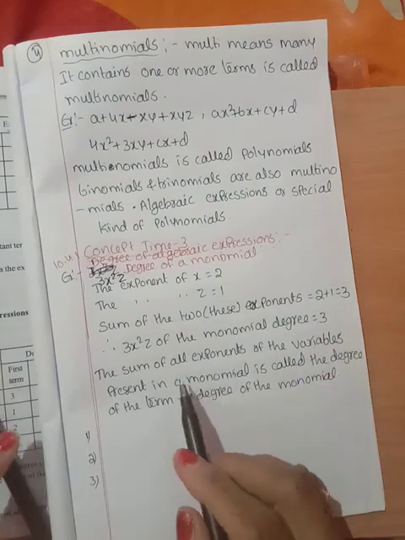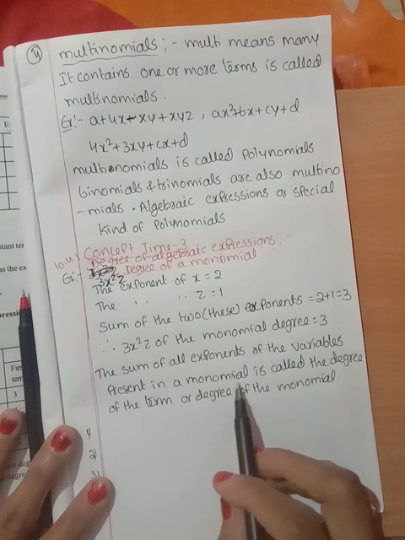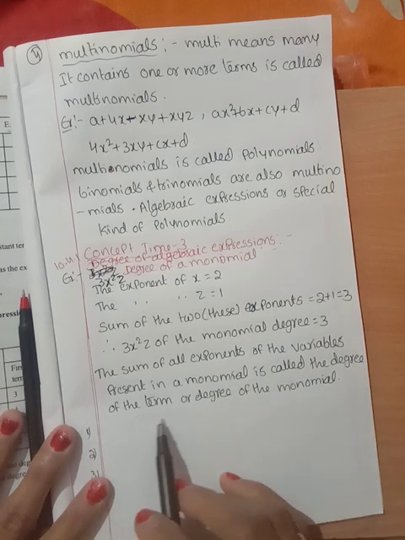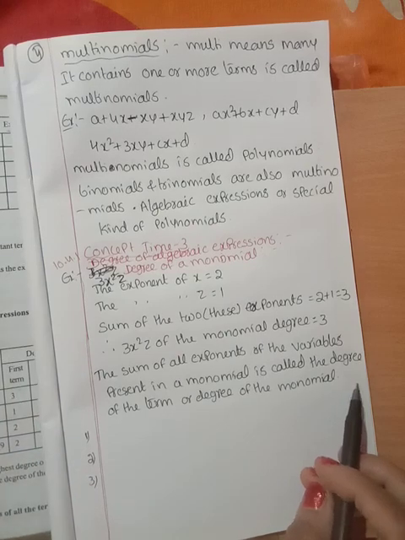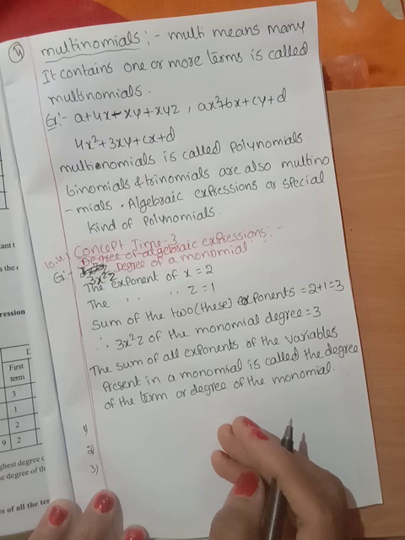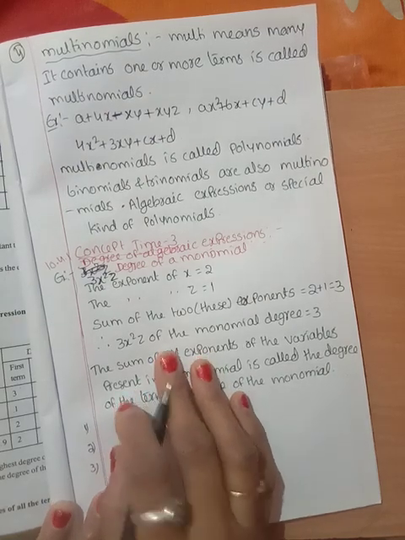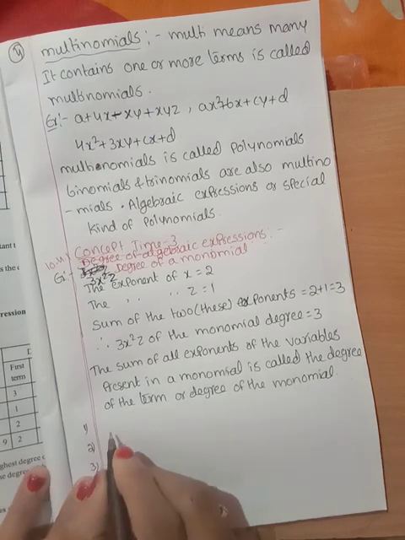The sum of all exponents of the variables present in a monomial is called the degree of the term, or degree of the monomial. Today we will learn some more examples on this topic, so you can write them down one by one.